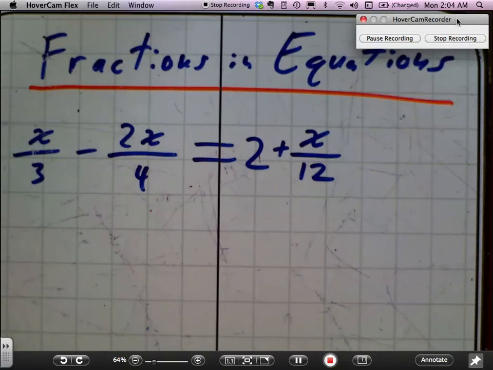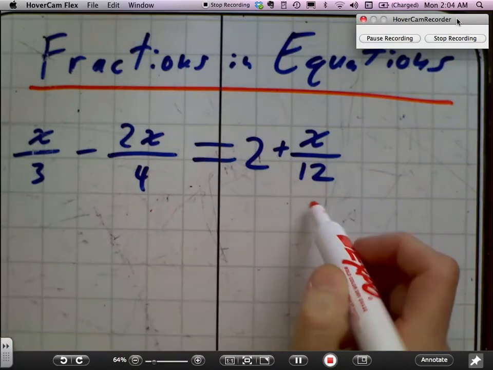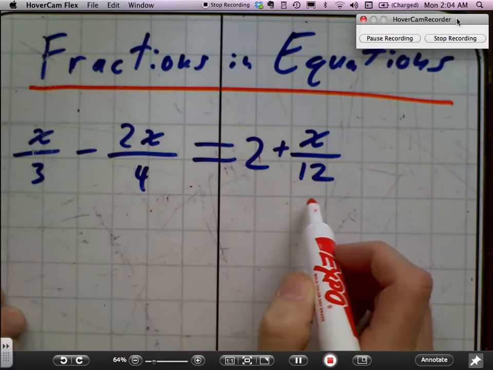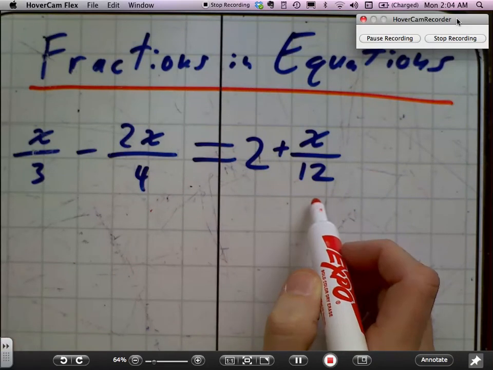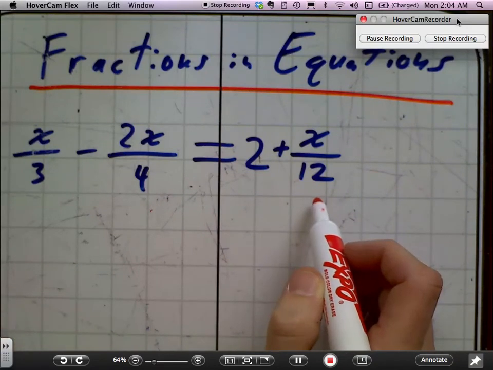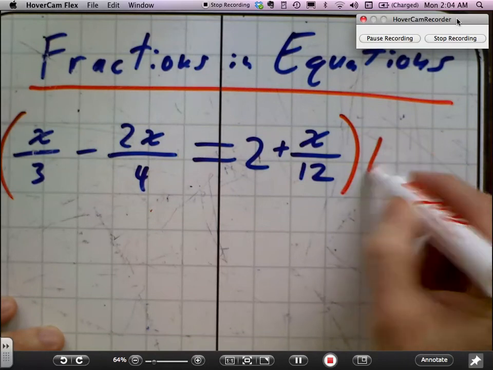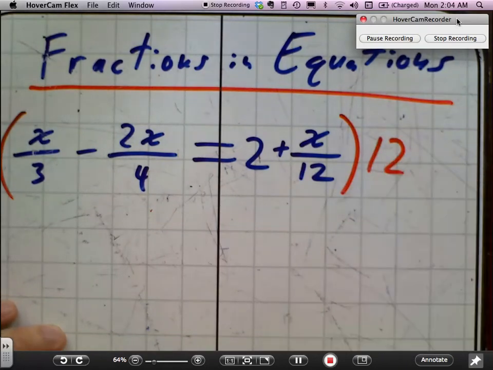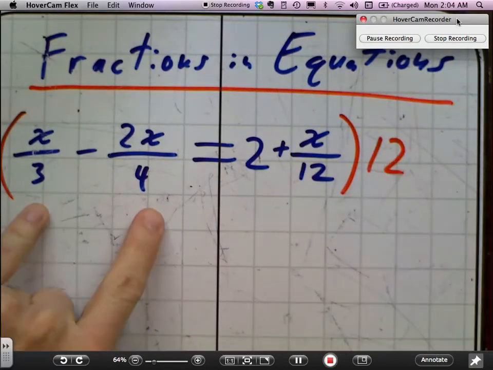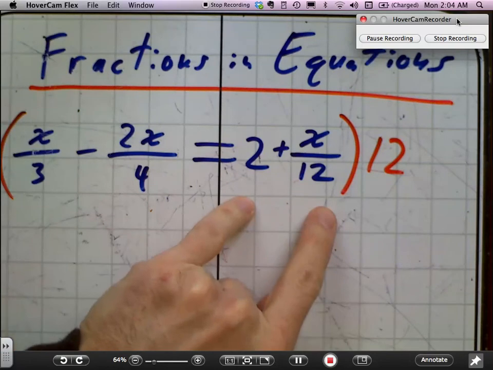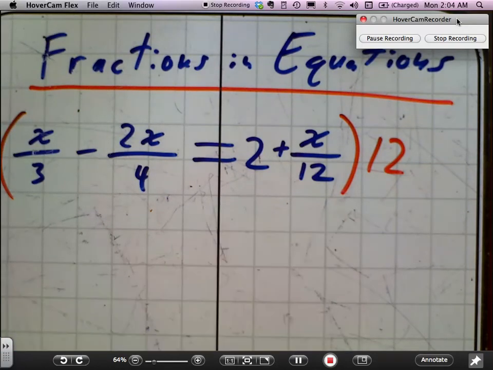So in this case, we've got 3 and 4 and 12. Well, obviously 3 and 4 both go into 12. So if I multiply both sides of this equation by 12, I should get rid of the fractions. You just need to be careful though. Remember, we multiply both sides of the equation because that will still make it equal. If this side equals this side, and I multiply both of those things by 12, then whatever appears also needs to be equal. I can't multiply just one side by 12.